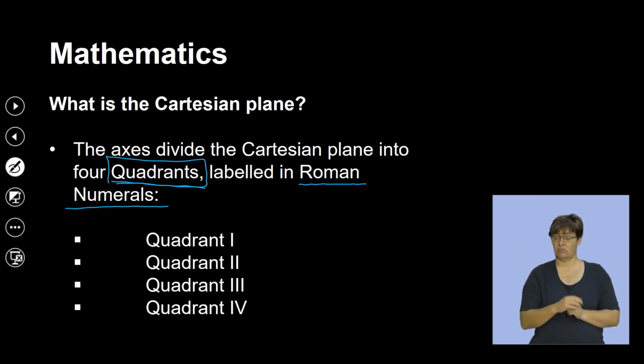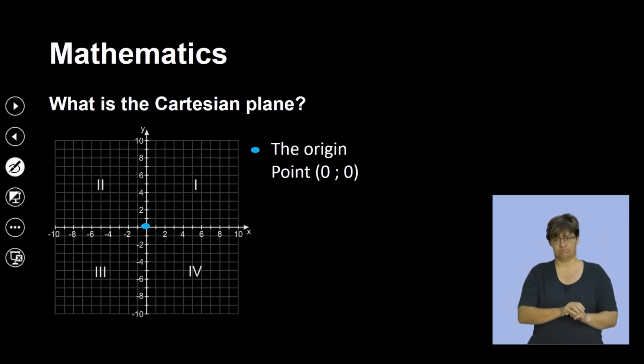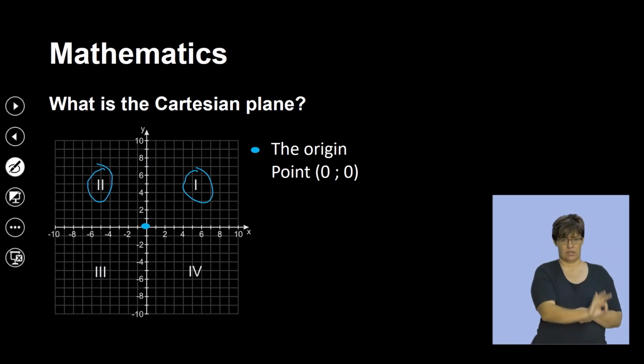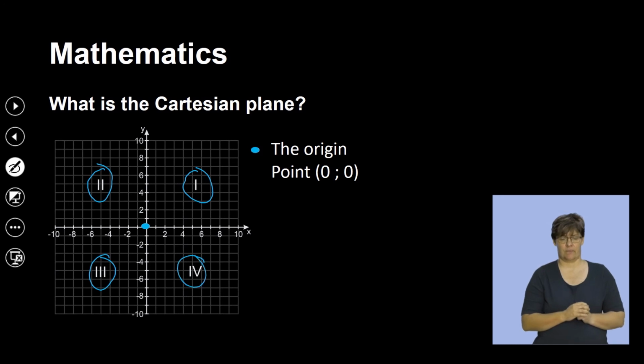So quadrant 1 will look like that. You're not really going to write 1 as a normal number, but you write it as a Roman numeral. And then quadrant 2 with a Roman numeral, quadrant 3, and quadrant 4. But let's look at this on a Cartesian plane itself. This is how it will look like. So this will be quadrant 1, that will be quadrant 2, quadrant 3, and quadrant 4.